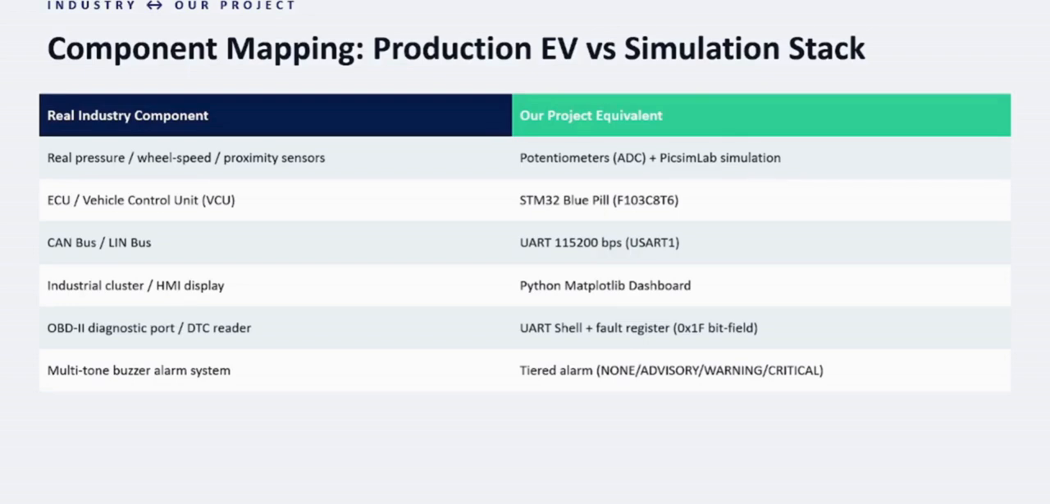The seventh phase developed the UART telemetry protocol to transmit vehicle data from STM32 to the computer every 100 milliseconds. The eighth phase implemented a UART shell. This allows the user to manually change vehicle parameters such as speed, battery percentage, motor temperature, and drive mode without changing the hardware inputs. Finally, the ninth phase developed the Python dashboard using Matplotlib to visualize all incoming telemetry data in real time.